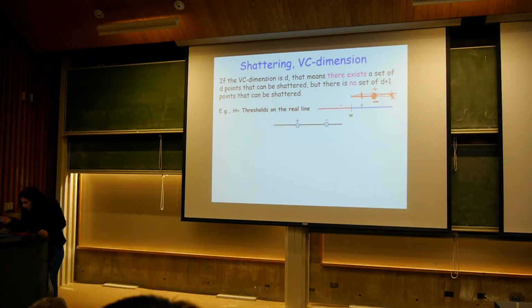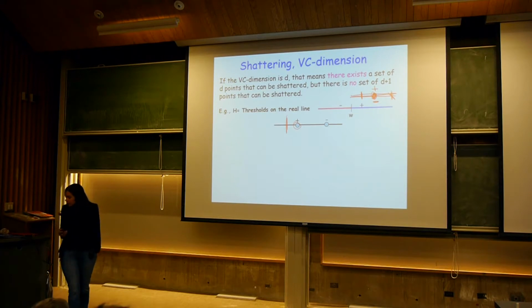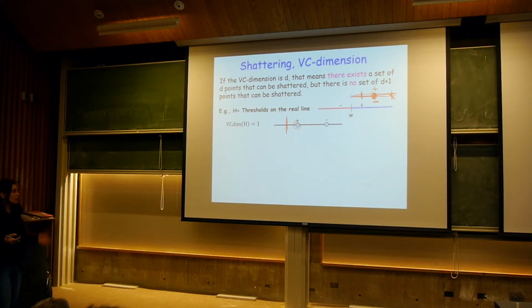Because to get this specific point as plus, I'd have to have the threshold here, but if I put the threshold here, then this will be plus 2. Okay, so very simple reasoning. So basically, this shows that the VC dimension of threshold functions is 1, because there is no set of size 2 that can be shattered, and there exists a set of size 1 that I can shatter.